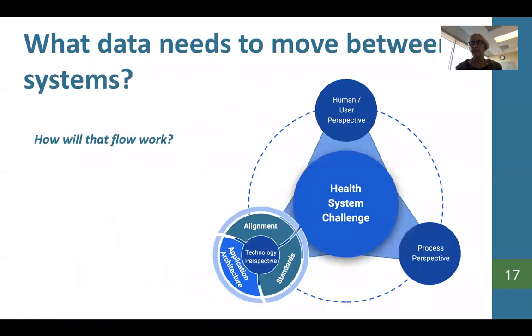So what does data need to move between? As we know, data moves between people and health systems, and it does that through different processes and the use of different technology. It's really the health system challenge that we know from a user-centered design, human-centered design perspective. People, process, technology, and what we're going to talk about here today is what's happening in the technology and what do data standards bring to that.